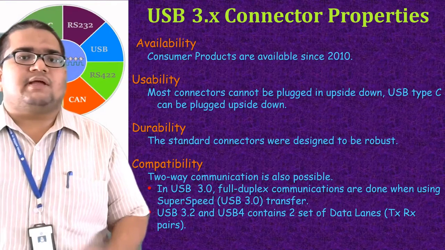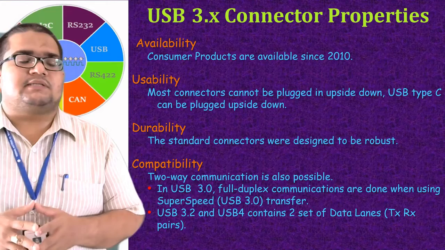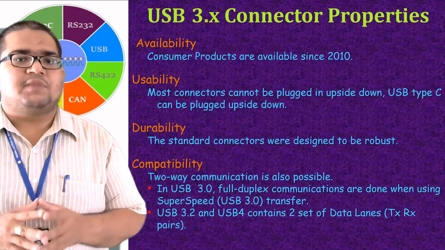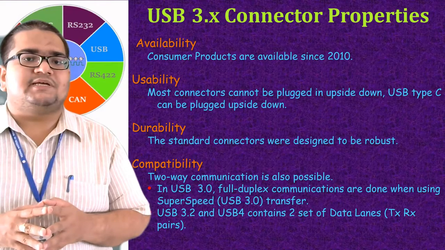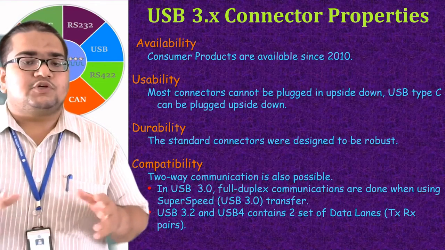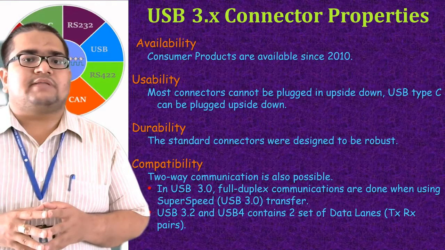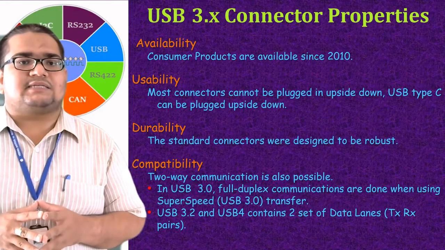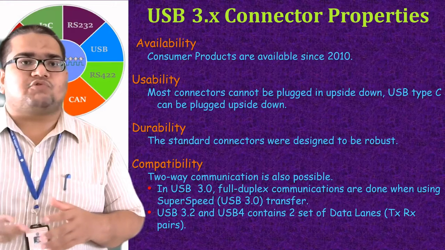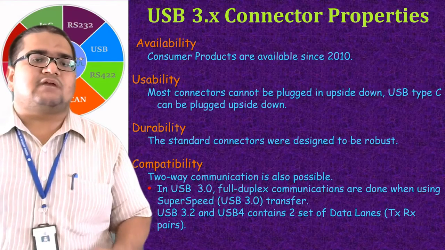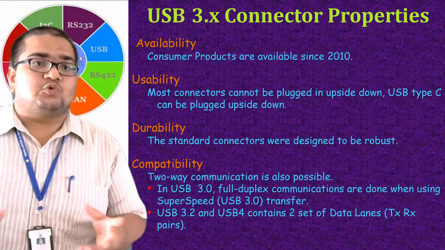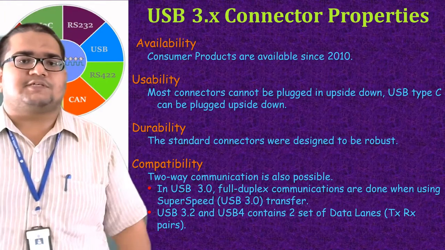Compatibility: two-way communication is also possible in USB 3.0. Full duplex communication was done using the SuperSpeed USB 3.0 transfer. USB 3.2 and 4 contain two sets of data lines, that is TX and RX pairs available twice. Using that, their speed is doubled. It uses these two serial channels in parallel, so it can communicate faster.